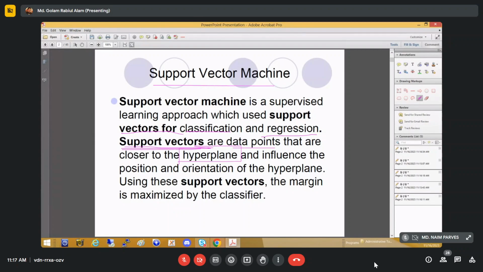Using these support vectors, the margin is maximized. Another terminology here is the margin. So we also need to understand what the margin is. The margin is maximized between the classes. So here the classifier is our support vector machine. Now we need to understand a few things: what is a support vector, what is a hyperplane, and what is a margin, to understand even the definition of support vector machine.